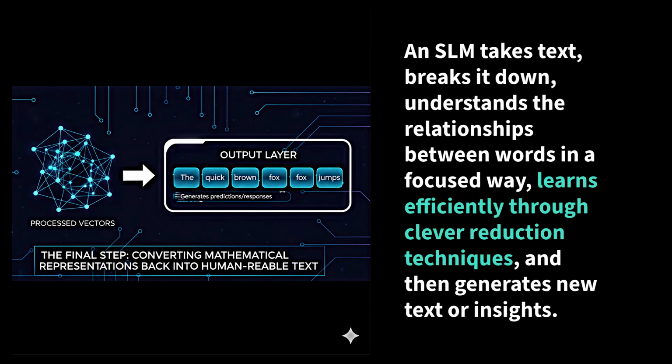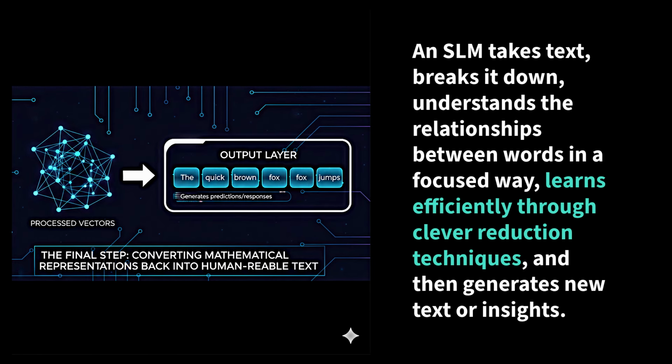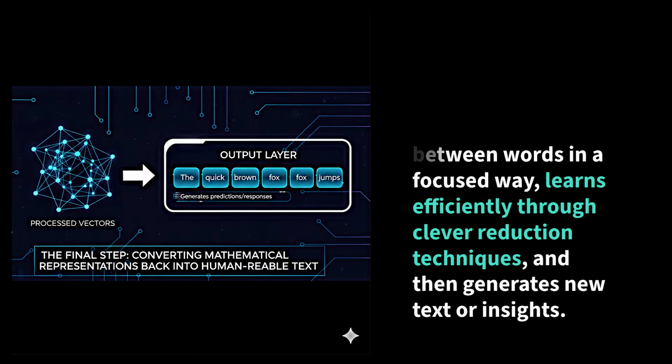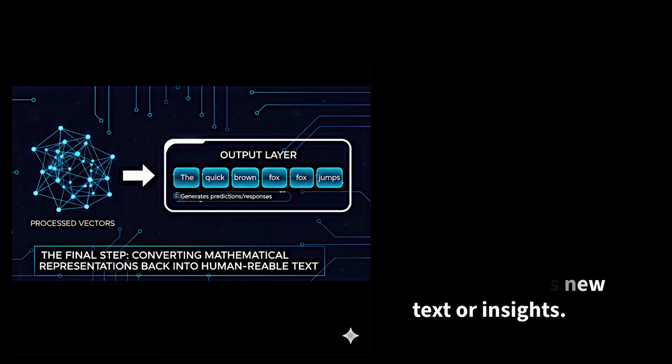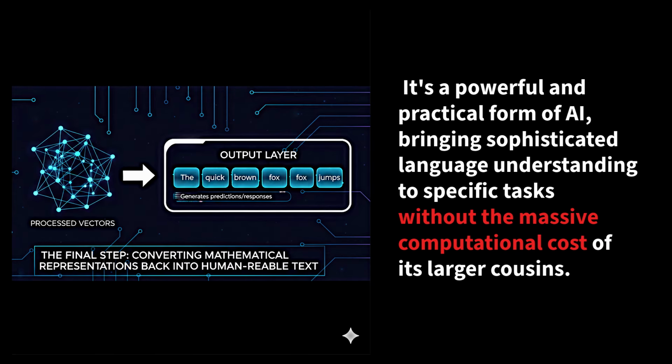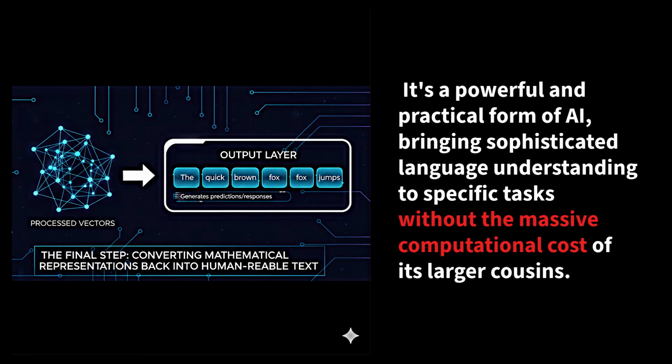So, in a sense, an SLM takes text, breaks it down, understands the relationships between words in a focused way, learns efficiently through clever reduction techniques, and then generates new text or insights. It is a powerful and practical form of AI, bringing sophisticated language understanding to specific tasks without the massive computational cost of its larger cousins like LLMs.